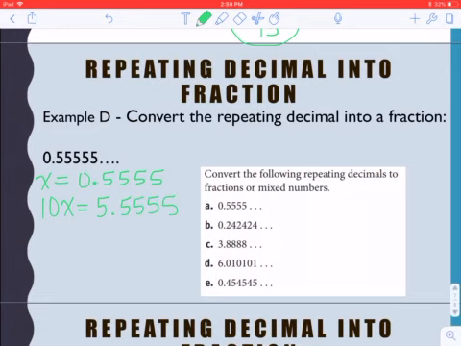So when I do 10x minus x, I get 9x. And then 5.5555 minus 0.5555 is 5. So then I divide both sides by 9, and I get x is 5/9. And again, I double check it in my calculator. I take 5 divided by 9. I got 0.5 repeating. I'm good to go.